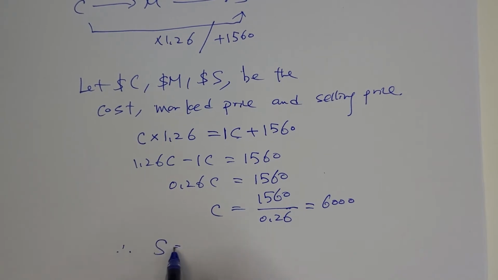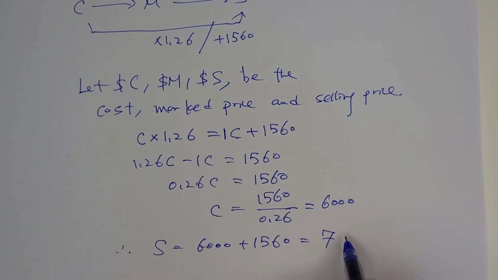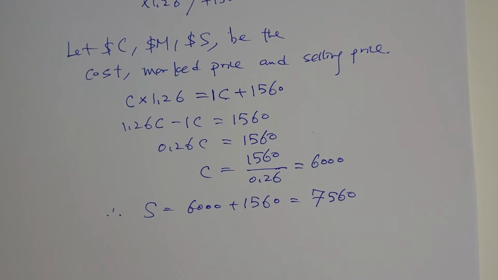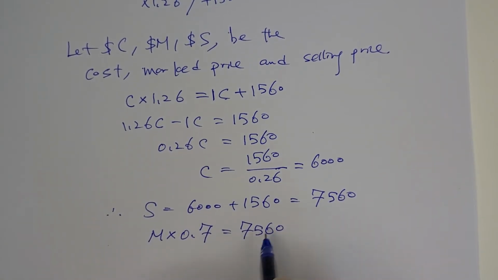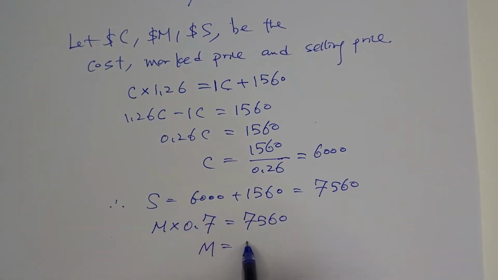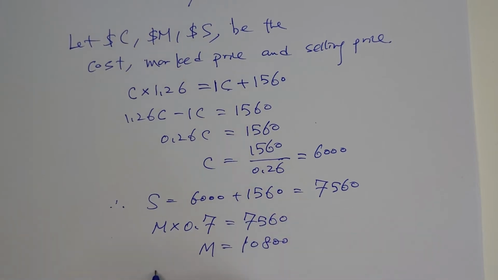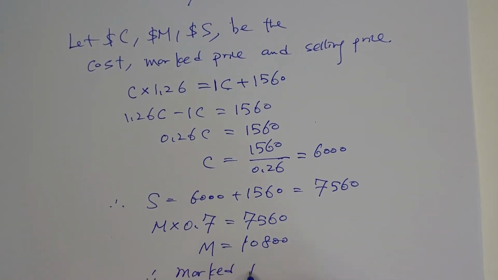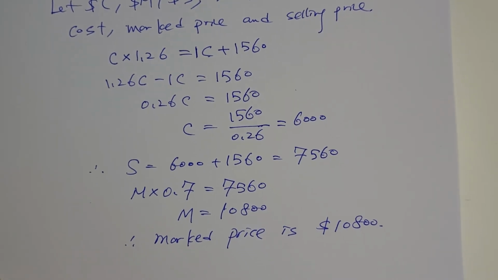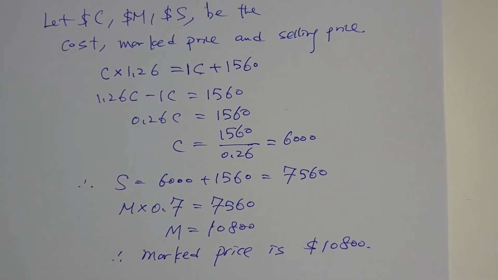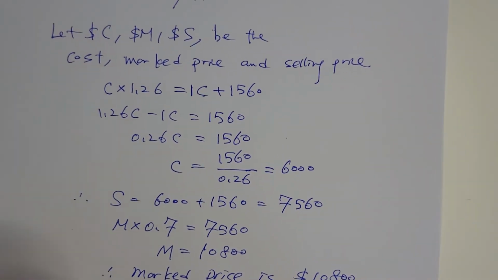So the selling price S will be 6,000 plus 1,560, that is 7,560, and therefore the mark price multiplied with 0.7, that is a discount of 30%, will be 7,560, and you can find M, that is 10,800. Therefore, the mark price is 10,800. So that's the end of this question. And let's move to question number 6. For question number 6, you need to do the factorization.